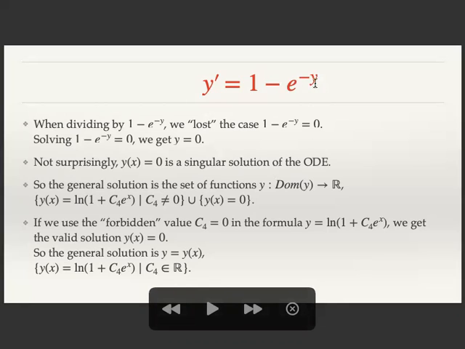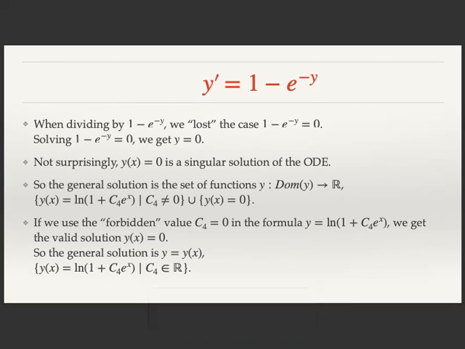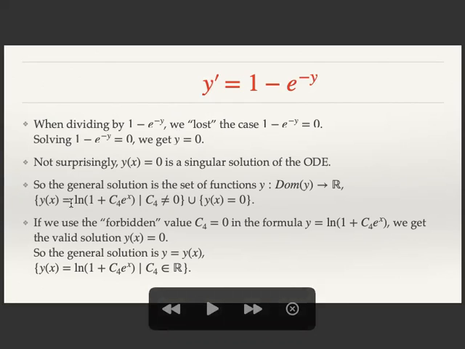Again, let's check what happens if we plug in the constant function 0 on both sides. The derivative of a constant function is 0, so y prime is 0. And 1 minus e to the power 0 is 1 minus 1, which is 0. So yes, the constant function 0 is a solution of this equation. So the solution is either natural log of 1 plus C4 e to the x, where C4 is a non-zero number, or it's the constant function 0.